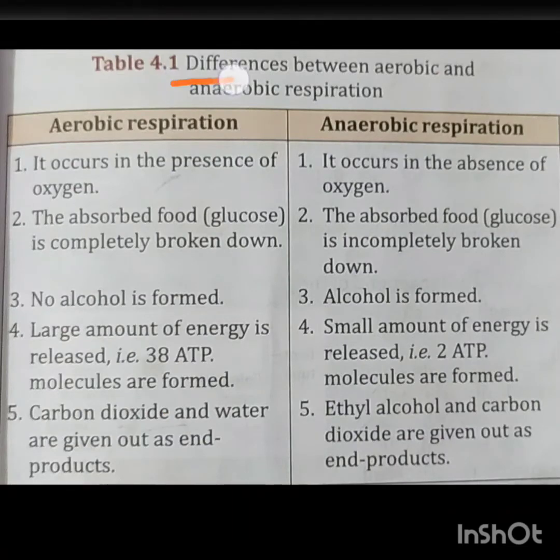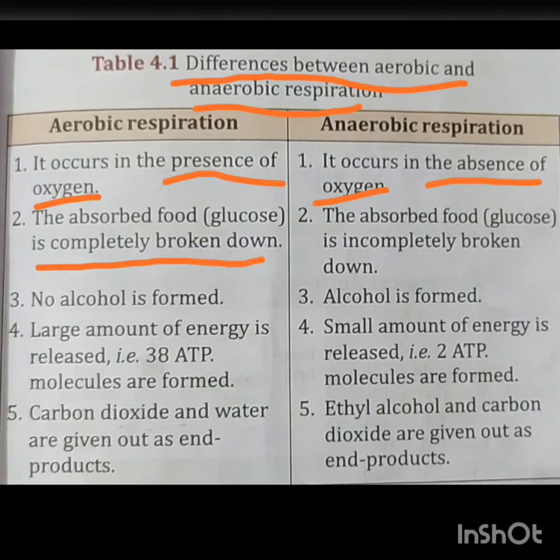Differences between aerobic and anaerobic respiration. Aerobic respiration takes place in the presence of oxygen. Anaerobic respiration occurs in the absence of oxygen, or where the amount of oxygen is very less. In aerobic respiration, glucose is completely broken down. In anaerobic respiration, the absorbed food, that is glucose, is incompletely broken down.